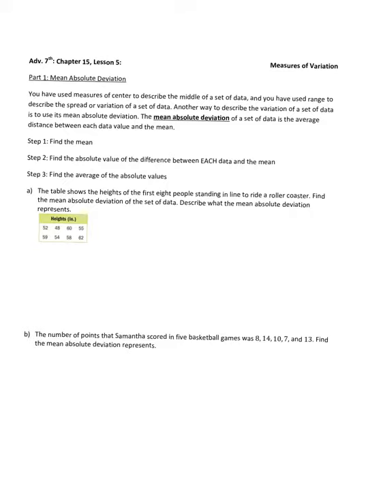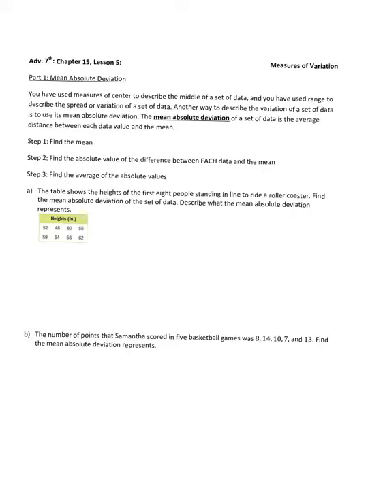Another way to describe variation of a set of data is to use its mean absolute deviation. The MAD of a set of data is the average distance between each data value and the mean. Underline, circle, highlight that, and memorize it. In order to find the MAD, step 1, you find the mean. Step 2, you find the absolute value, so the distance between a number and 0, of the distance between each data value and the mean.